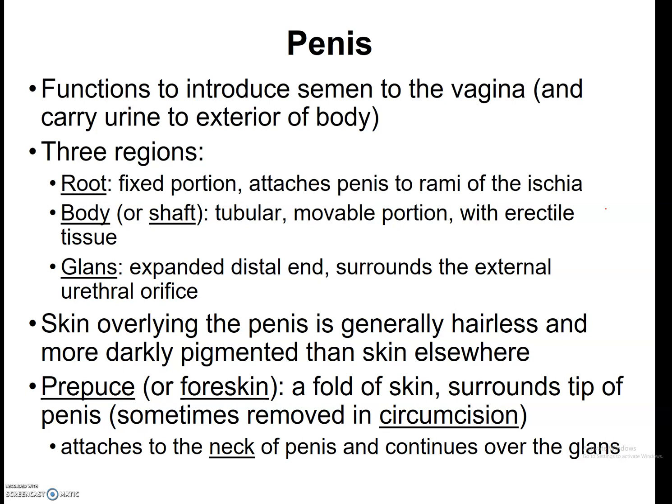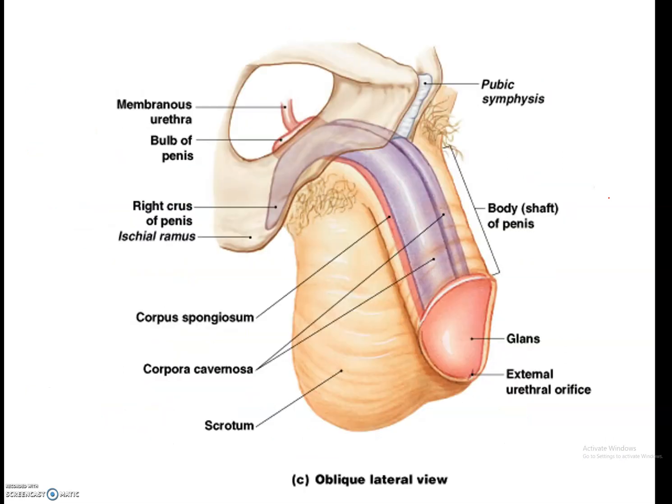Now the skin around the penis is itself generally hairless for the most part. It is more darkly pigmented than skin elsewhere on the body. That's just one of the characteristics of reproductive tissues, or external characteristics. The prepuce is the foreskin, and so this is the skin that surrounds the tip of the penis. This is the portion that may be removed during circumcision, and it attaches to the neck of the penis and continues over the glans.